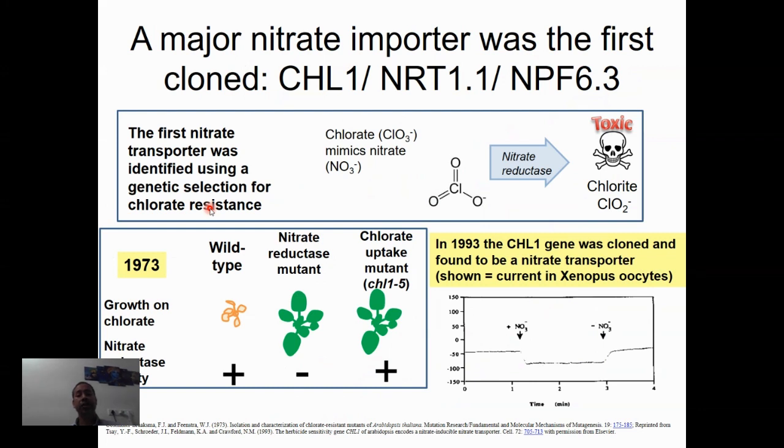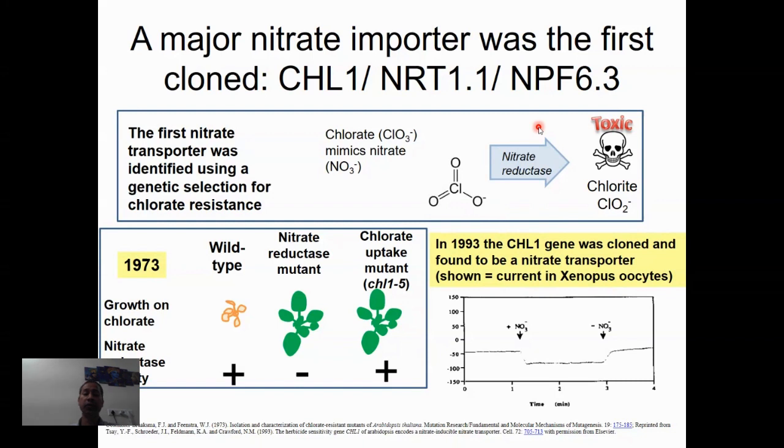A major nitrate importer was first cloned as CHL1, also called NRT1.1 and PTR6.3. The first nitrate transporter was identified using a genetic selection for chlorate resistance. What is chlorate? Chlorate is actually an analog of nitrate. It has a similar structure to nitrate. But if nitrate is reduced to nitrite, it is not toxic for the plant. But when chlorate is reduced to chlorite, it is toxic to the plant and the plant cannot survive.